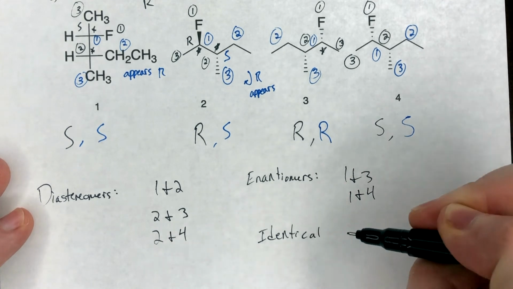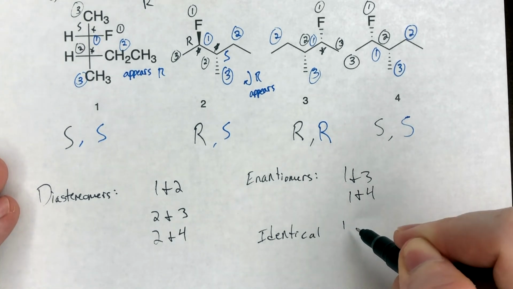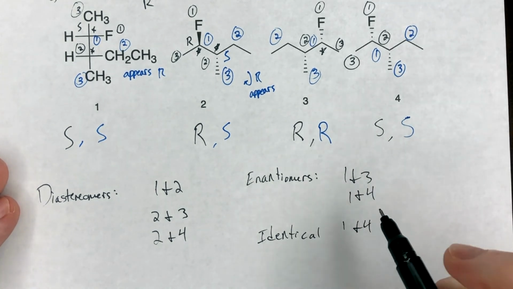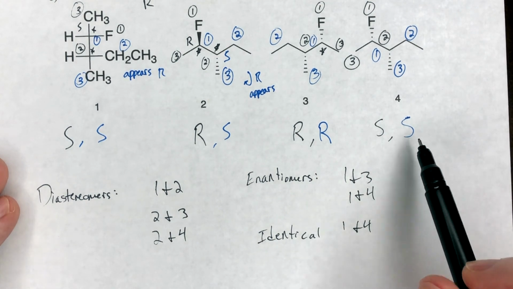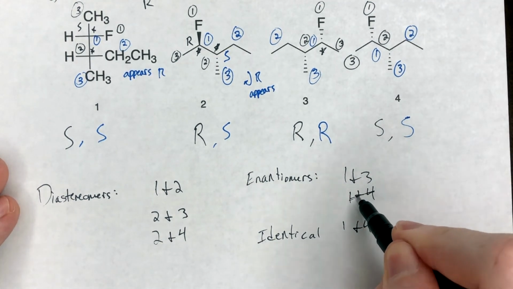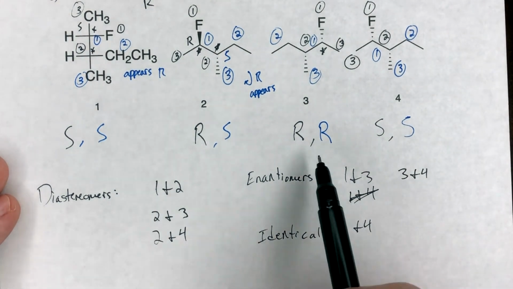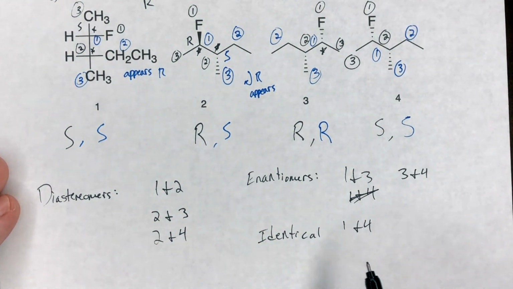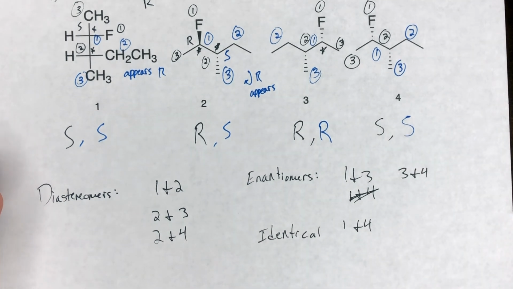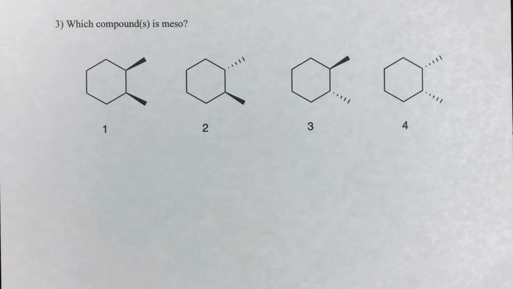Excuse me, this was 3 and 4. 1 and 4 are identical. Right? 1 and 3 are enantiomers. 1 and 4 are identical. 3 and 4 are also enantiomers. Yeah, that's right. All right, here we have our last question of the video.